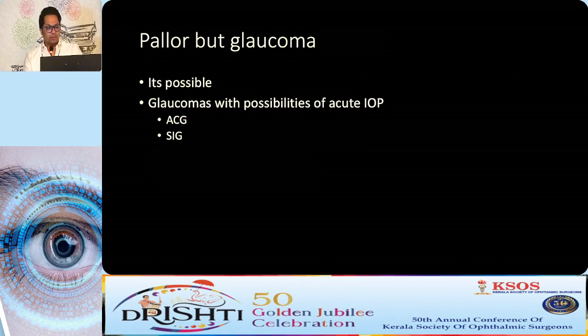Can you have pallor and no cupping and still have glaucoma? Yes, it is possible in patients who have specific types of glaucomas where there is possibility of acute rise in IOPs. So such acute attacks can cause pallor. Quite often we see them in angle closure glaucoma and some of these secondary glaucomas like silicone oil glaucoma or uveitic glaucoma.